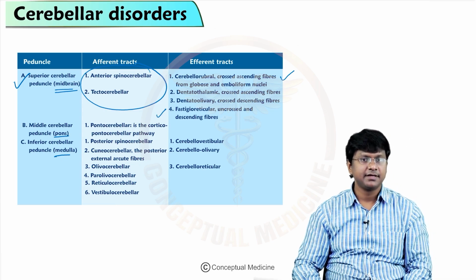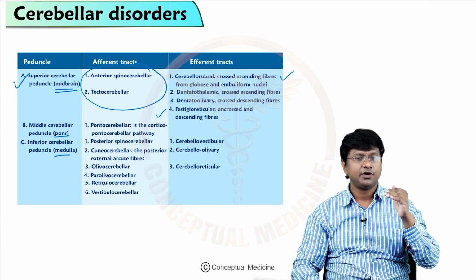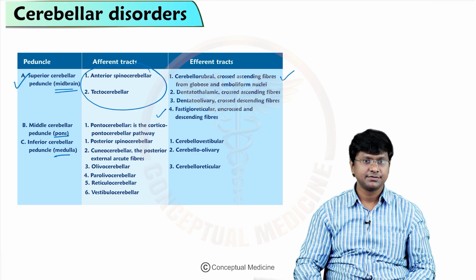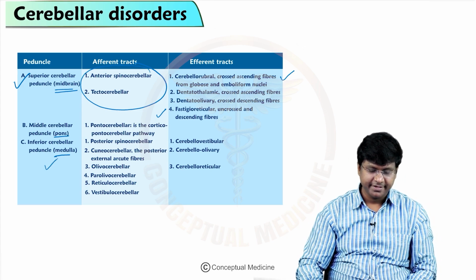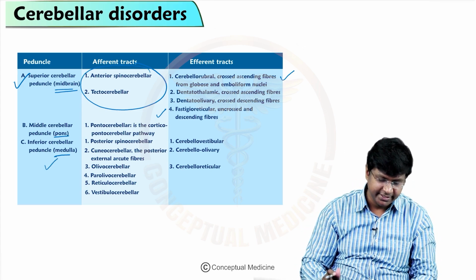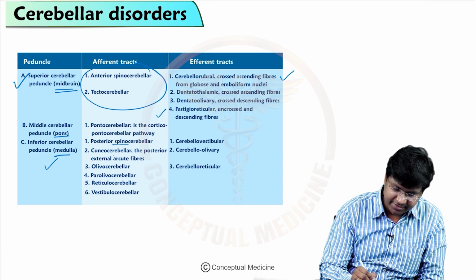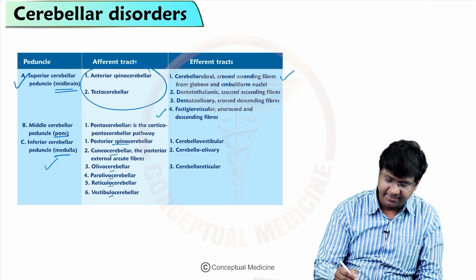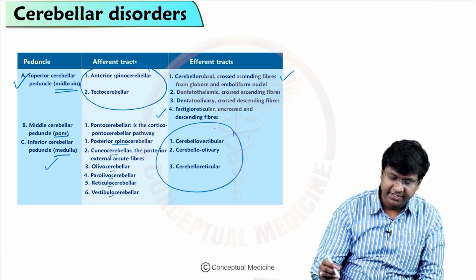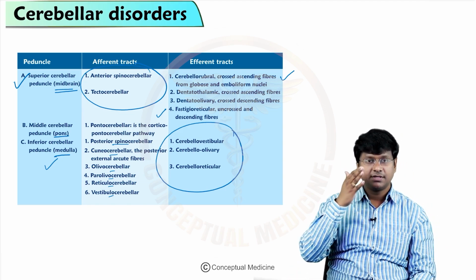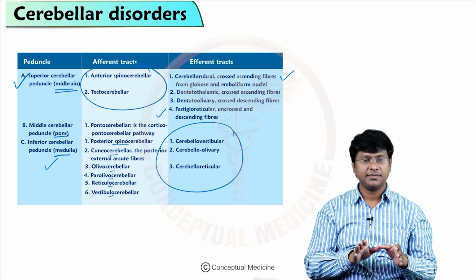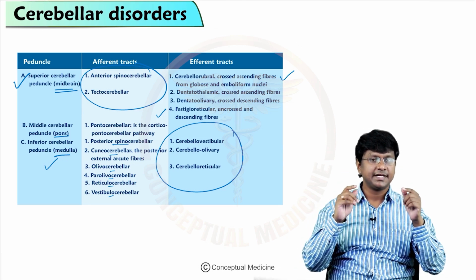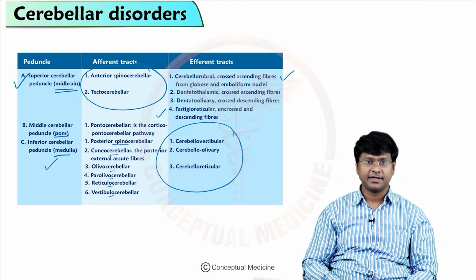The middle cerebellar peduncle has the pontocerebellar and the posterior spinocerebellar. These are the afferent tracts. And for the inferior cerebellar peduncle, the afferent tracts include the posterior spinocerebellar, cuneo-cerebellar, olivo-cerebellar, parvo, reticulo, and then vestibulo-cerebellar. And accordingly, you have the efferent tracts as well. So this is part of the neuroanatomy, but please remember, the brainstem and cerebellum are connected by superior, middle and inferior cerebellar peduncles.